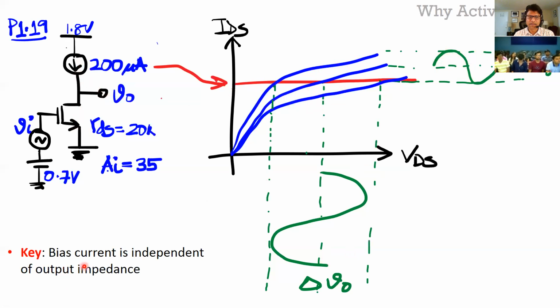So the key point here is that the bias current is independent of the output impedance. In other words, I can change this bias current to any value I want, and I'll still get that high gain. Well, the gain might change, but I'll still get a high gain.